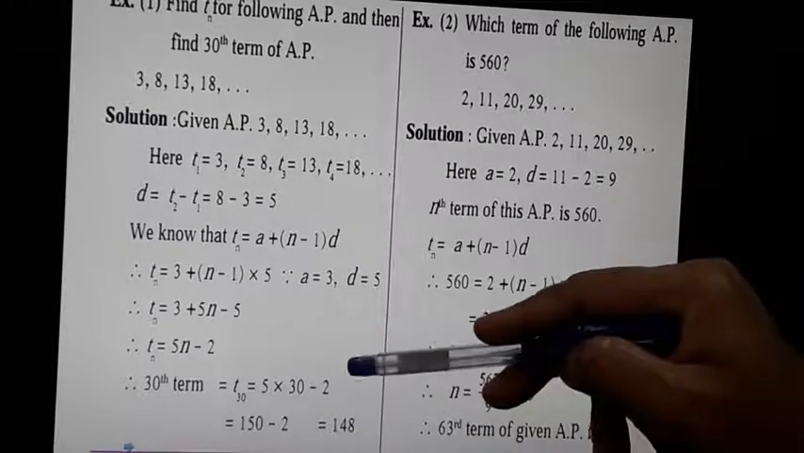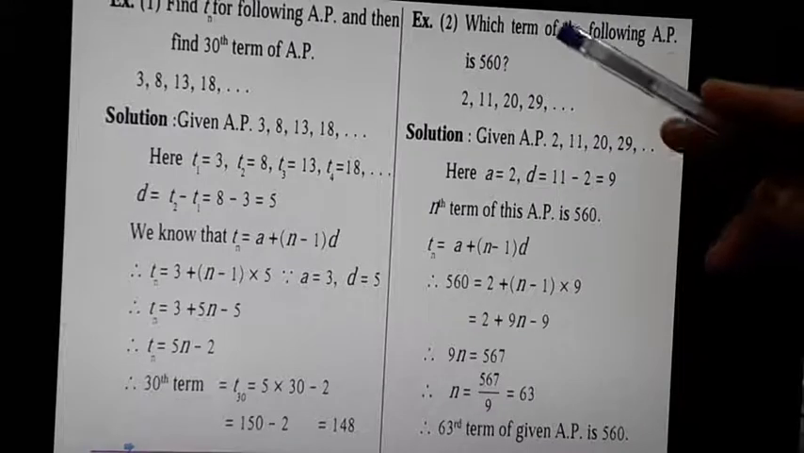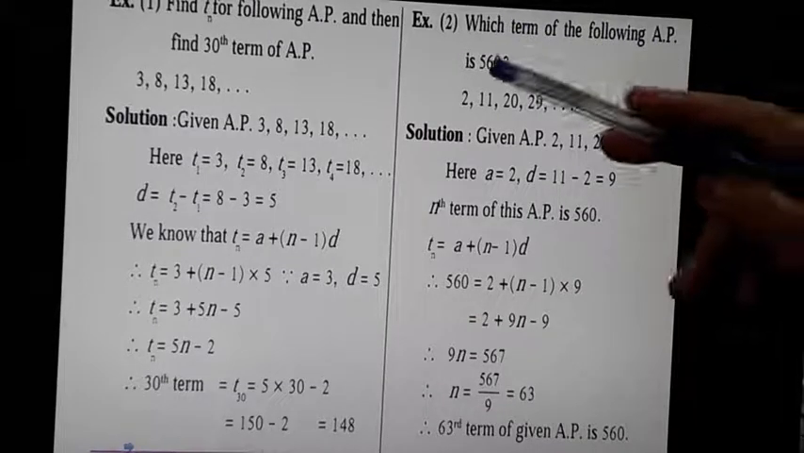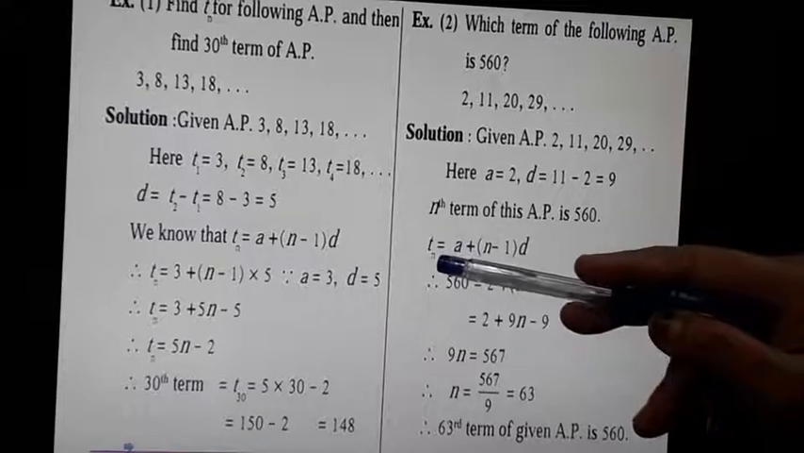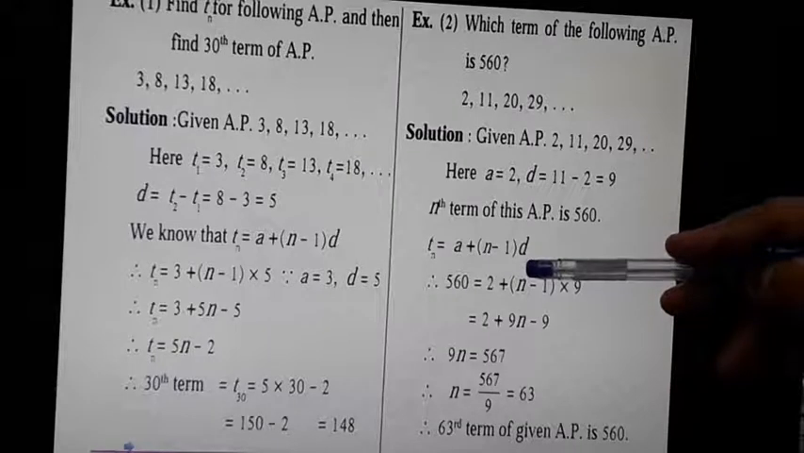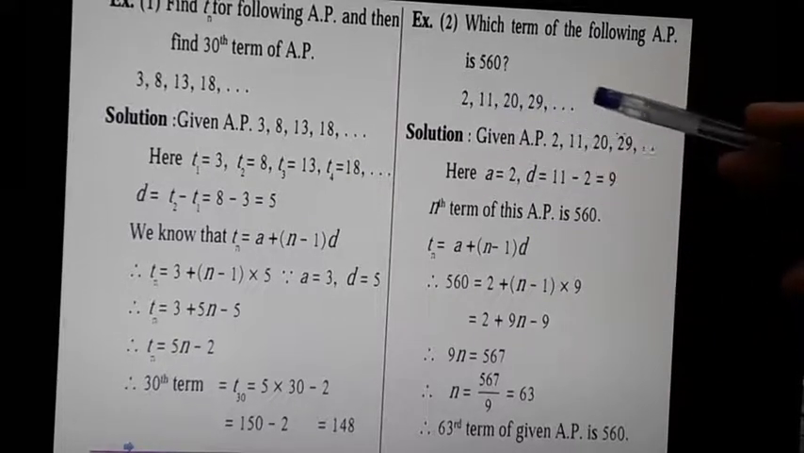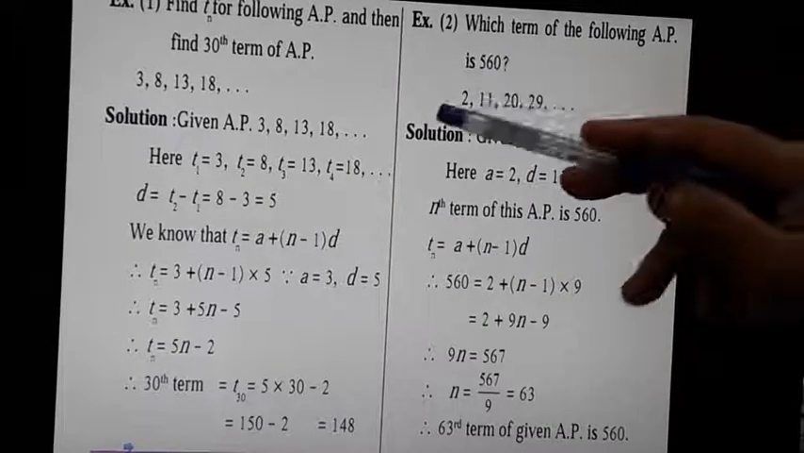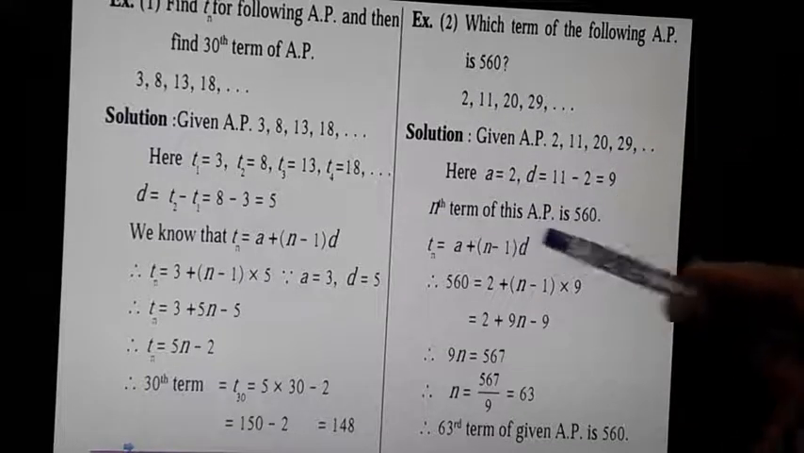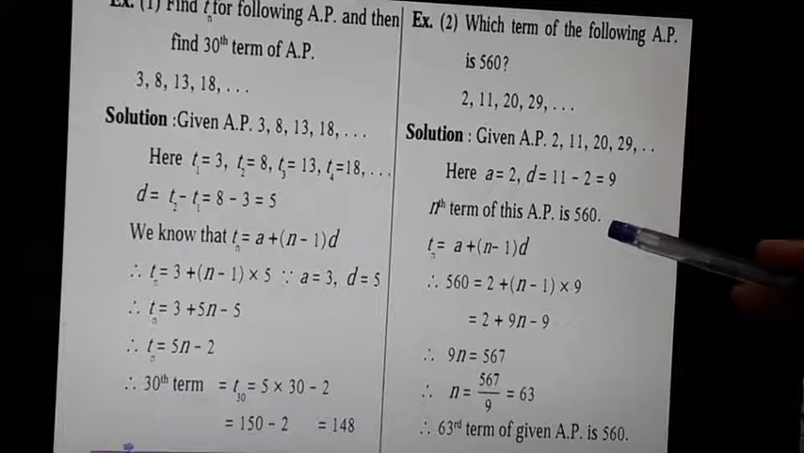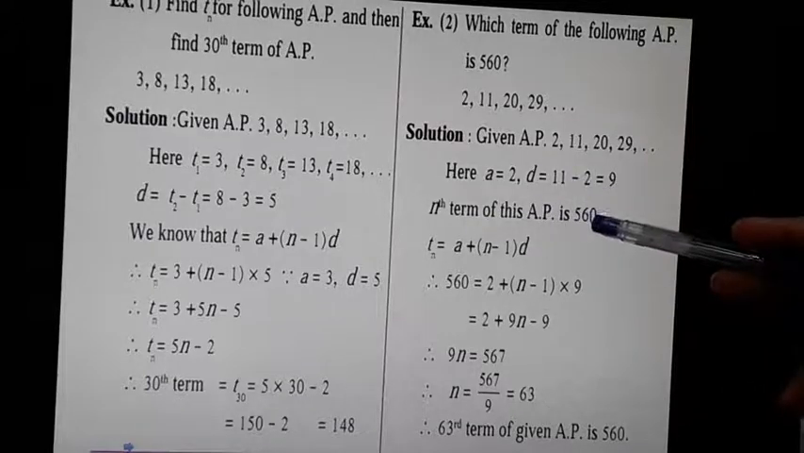Okay. So now the next question is, which term of the following AP is 560? Now again you have to make use of the same formula, T of N is equal to A plus N minus 1 into D. Your sequence is given. From this you will get A. Common difference will be T2 minus T1. Likewise, see here. So now you have to find the nth term. Nth term, that means T of N is given as 560.